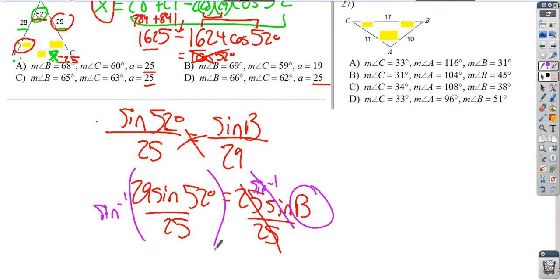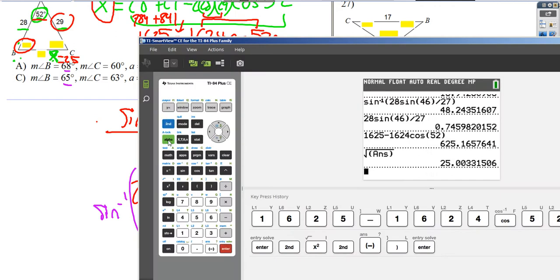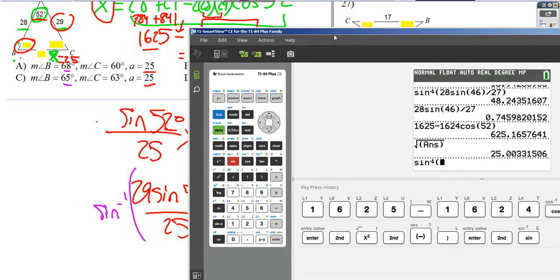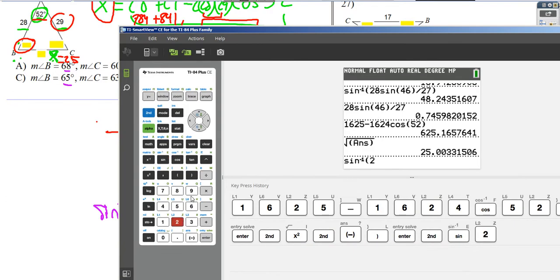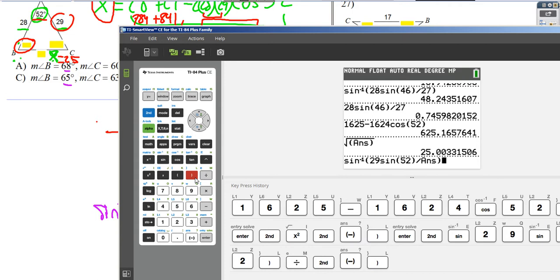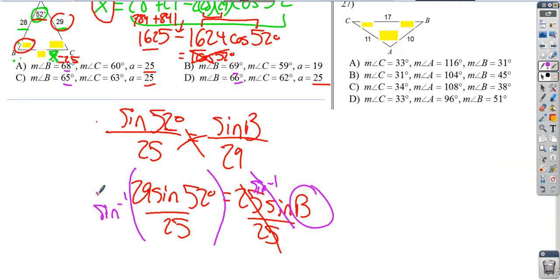And if you look up there, angle b has 4 different values: 68, 65, 69 degrees, and 66 degrees. So obviously one of these is going to be correct. So let's do inverse sine of 29 times the sine of 52 degrees. And actually, instead of using that rounded answer, just to make it a little bit more accurate, this 25.000 part, I'm going to do divide by second answer, because that means dividing by that exact number rather than some rounded answer. If we do that, we get 66 degrees, and that means it has to be option D.